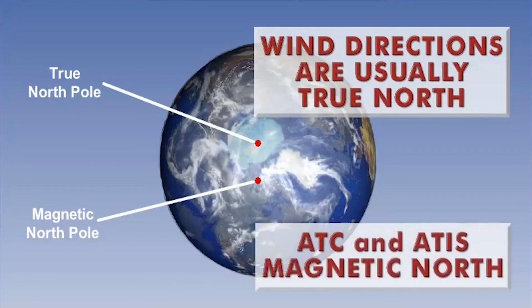There are rare occasions when the reported winds are given as magnetic wind directions and not true wind directions. These are typically whenever wind is reported by an air traffic controller from a tower and in the Recorded Aerodrome Terminal Information Service, or ATIS.